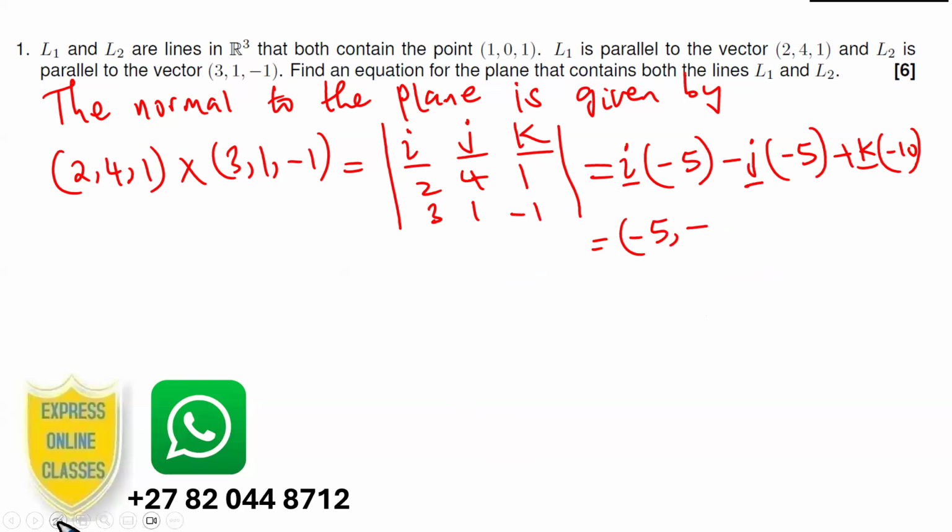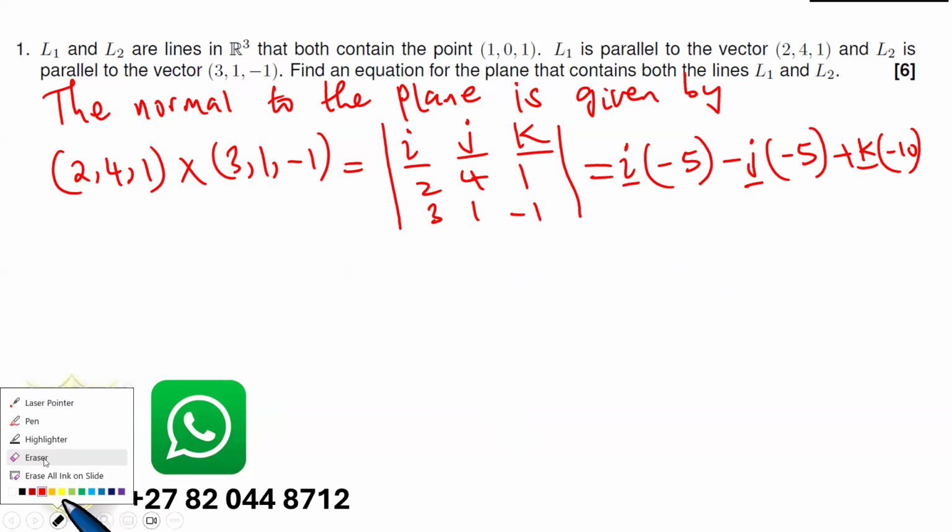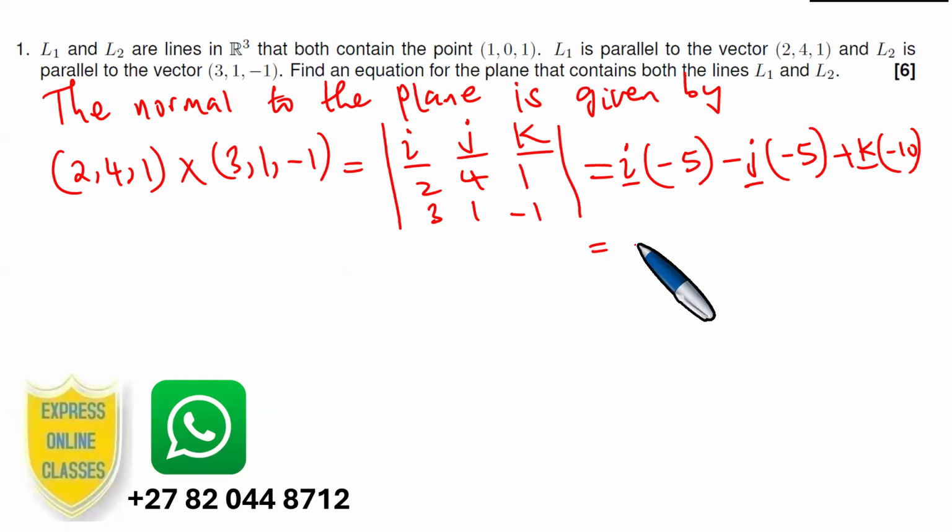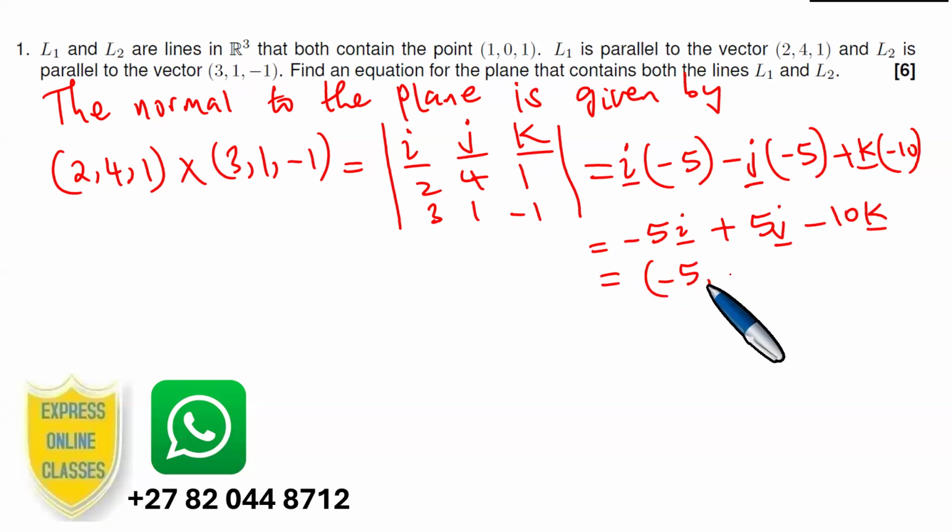Okay, let's first do some simplification here as follows. So this equals -5i plus 5j minus 10k, which is (-5, 5, -10), like so. And this is the normal to the plane, right?